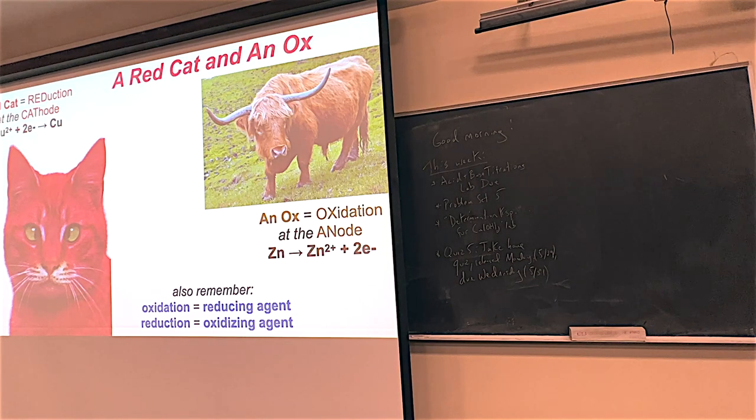And again, always in the background. Oxidation reduction is not only a huge field in terms of industry, but it's also an old field. So again, reduction agent also means oxidation. Reduction means oxidizing agent. So the red cat, reduction cathode, would be the oxidizing agent. Well, and ox would be the reduction agent.